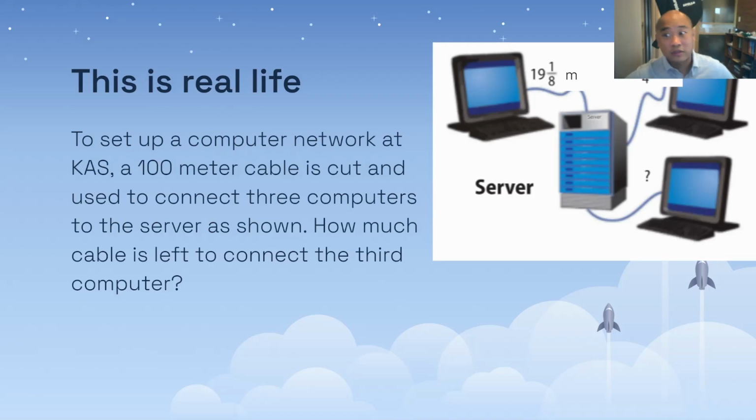Okay, this is real life now. To set up a computer network, a network is when you connect computers together through a server. We're doing this at KAS. This is how we get all the computers at school to connect together. A 100-meter cable is cut and used to connect 3 computers. Of course, we do this wirelessly with wireless routers, but those wireless routers are connected with wires. So anyway, we started with 100 feet or 100 meters.